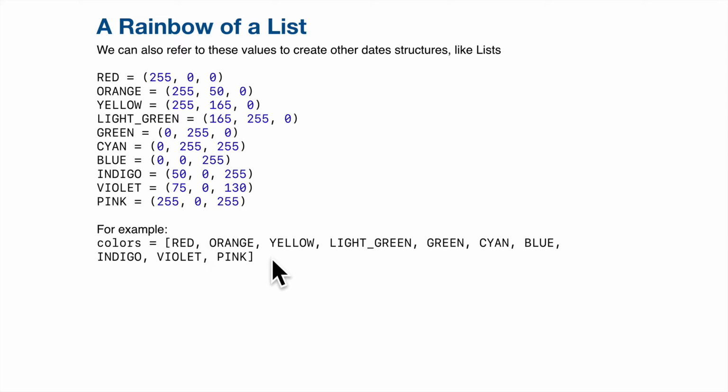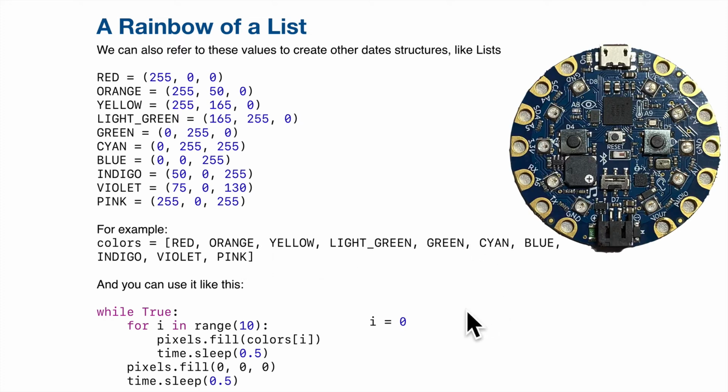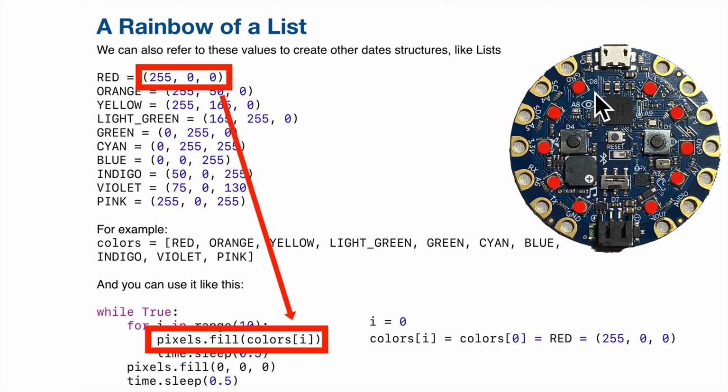For example, if I say for i in range 10, that will go through the numbers 0 through 9. When I hit this for loop for the first time, i is equal to 0. So when I get down to this line, colors[i] is going to be colors[0]. What is colors[0]? Well, the 0th element is the first element, which is red. What is red? Red up here is 255, 0, 0. And the program's going to use this value in the pixels.fill command.